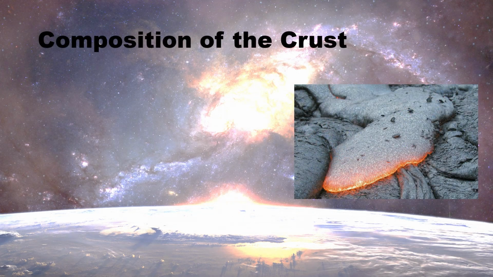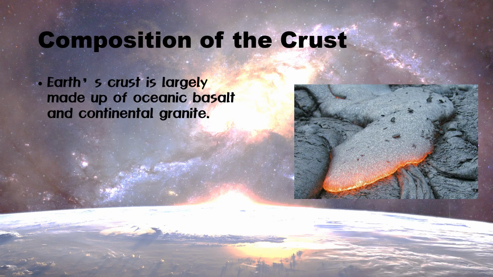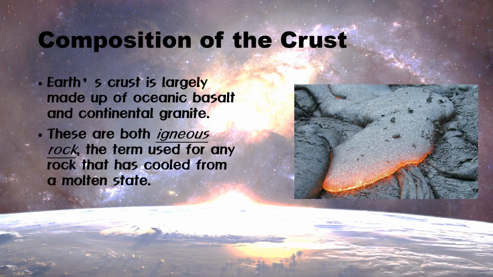So let's start by talking about the composition of the crust. Now we, of course, had talked about two different types of crust, but what does it actually mean to have those different layers? Well, as we mentioned, Earth's crust is largely made of either oceanic basalt or continental granite. Now, both of these are examples of what we refer to as igneous rock, which is the term used for any rock that is cooled from a molten state.